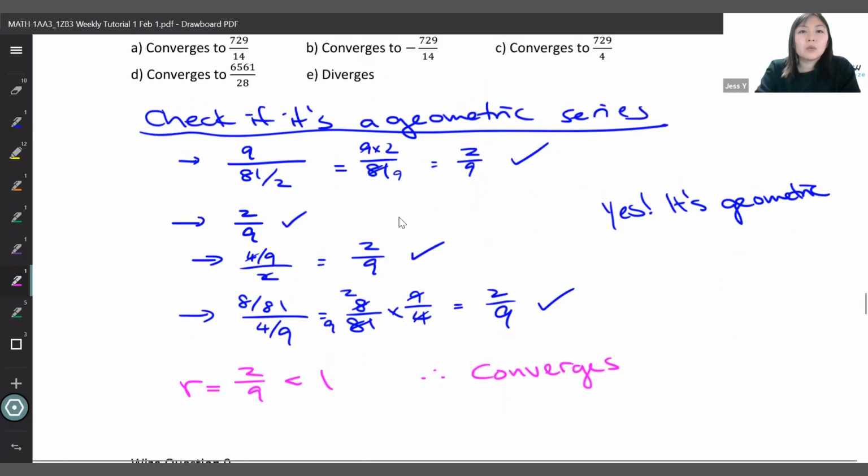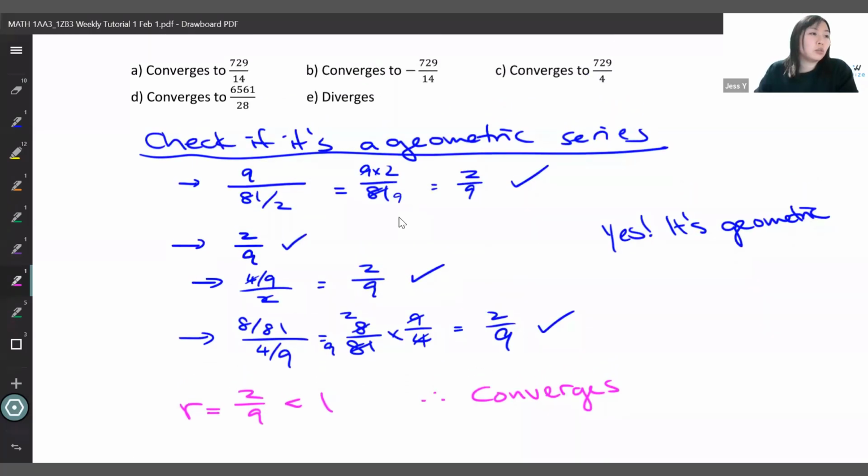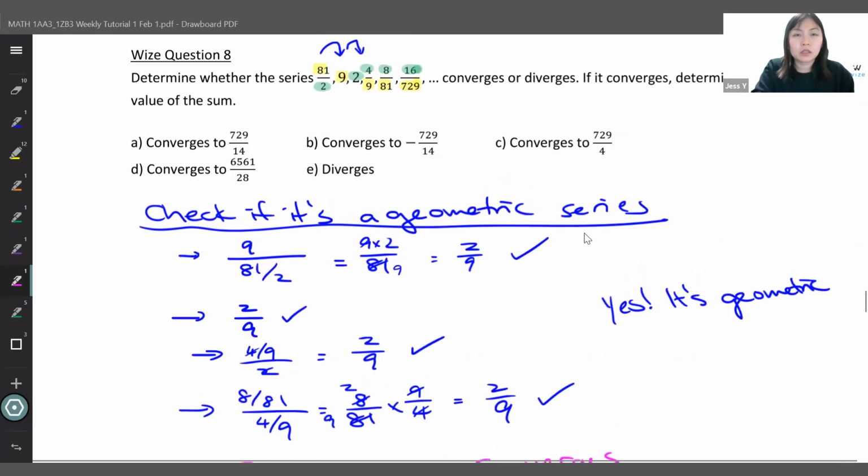And I want you guys to tell me which number it converges to. I'm going to open up the polls so you can vote. Figure out what it converges to and then select A, B, C, D, or E. Let me go back up to the series for you so you can see the numbers.